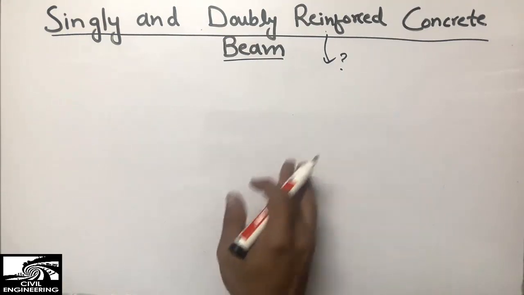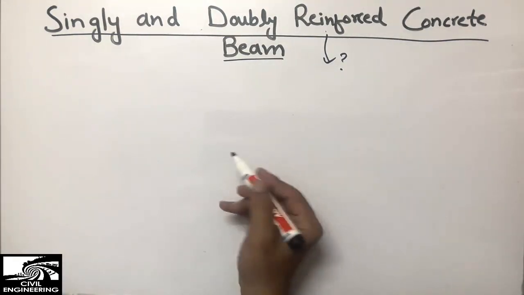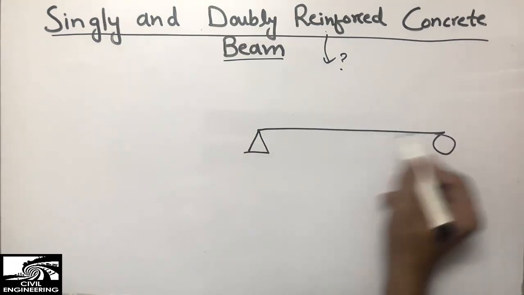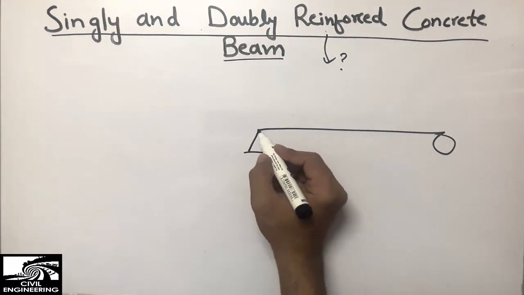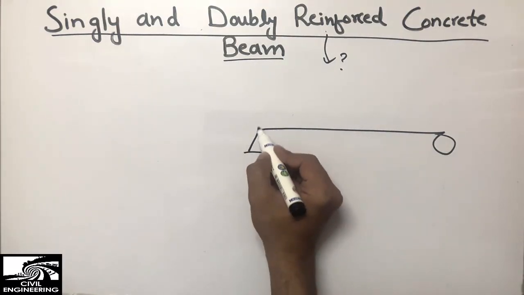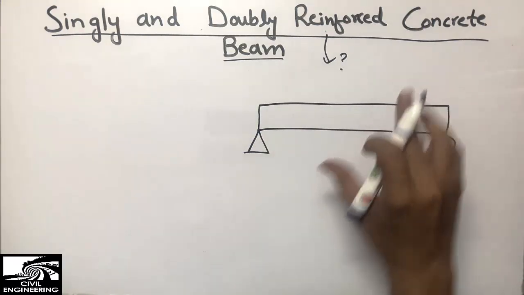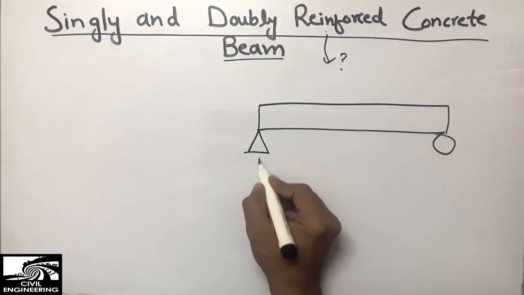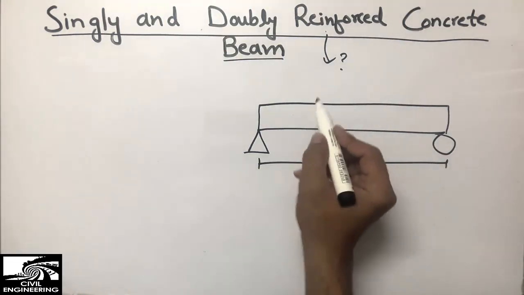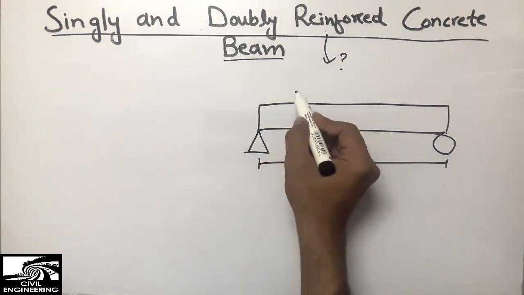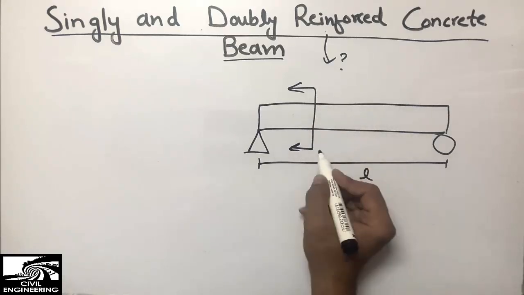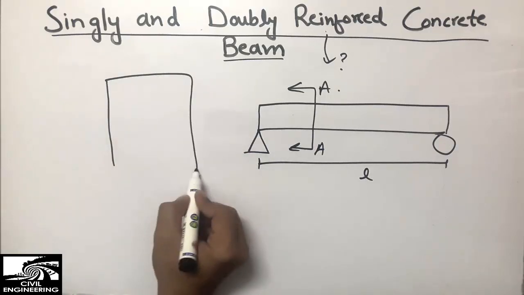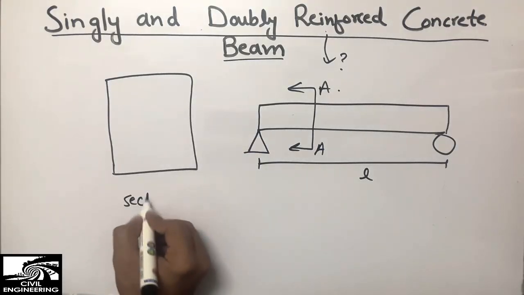So coming to the introduction of the singly reinforced beam, for example, I'm taking a beam. Let's suppose it is a simply supported beam, right? And I'm going to show its cross section. I'm drawing it with the height of the beam. Let's suppose this is the beam of any length L, and I show its cross section here, cross section AA. So I will show its section here like that, section AA.